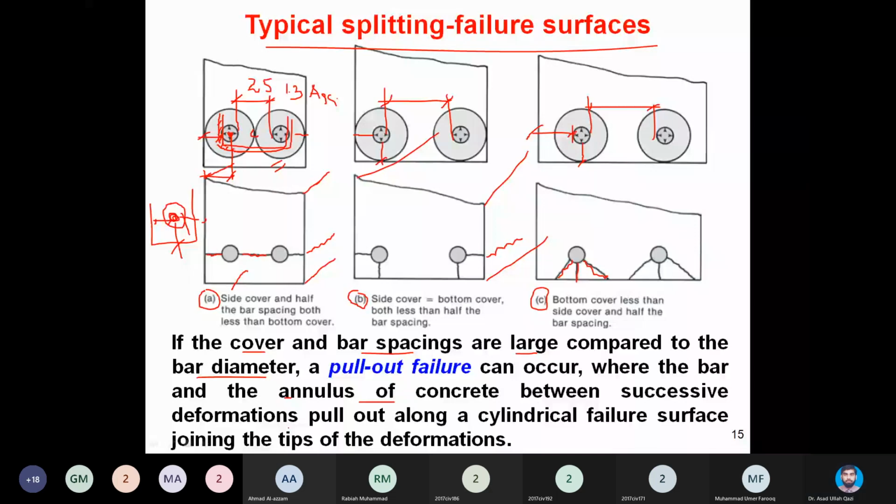So it means that concrete which is actually sandwiched between the deformations, that piece of concrete. What will happen when the bar is pulled out, the hole which will be generated in the concrete surface as a result of slip of the bar will be bigger than the diameter of the bar. It will not be plainly slipped. Along with that, it will also shear off the annulus of concrete between successive deformations, pulling out along a cylindrical failure surface joining the tips of the deformations.